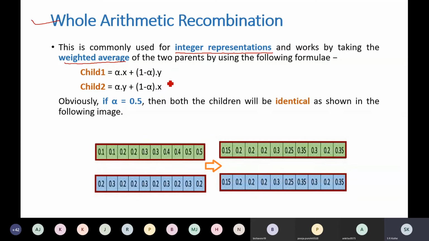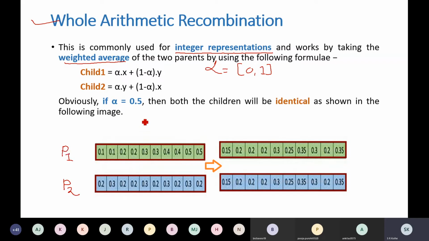The value of alpha will be between 0 to 1. Now what is x and y? X belongs to the first parent chromosome and y belongs to the second parent chromosome. This formula you are going to use now to generate the offspring. Let us see in this example. This is parent chromosome 1 and this solution is parent chromosome 2, for example.